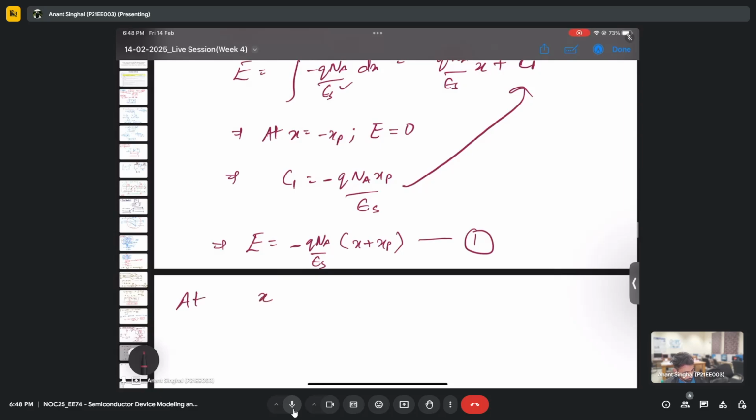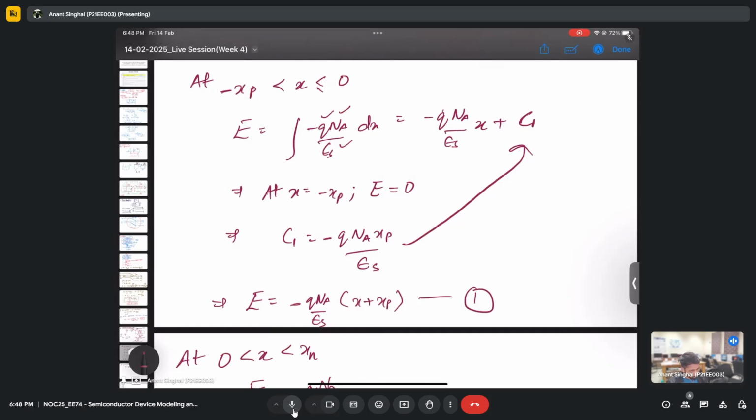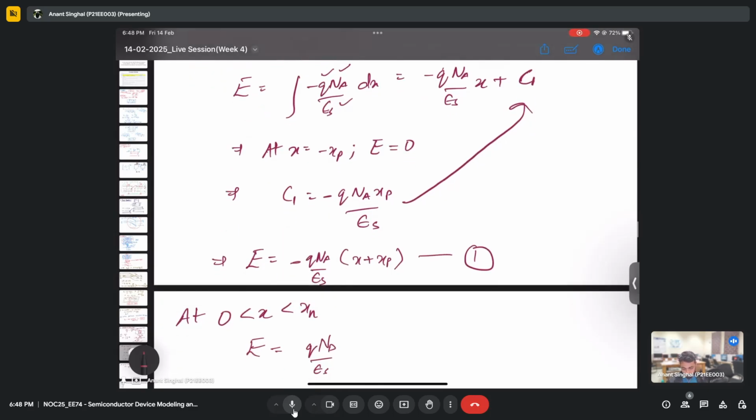If not, you can quickly let me know. Let's say x is between 0 and xn, what will be the electric field? This will be the same, but what will it be: q nd by epsilon s, minus, times x plus xn? Try to follow the steps, there will be some plus-minus difference. Try to do it in your notebook and let me know. So q nd by epsilon is fine, but there will be some changes.